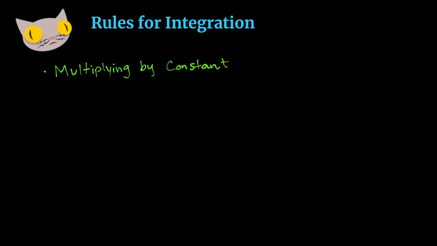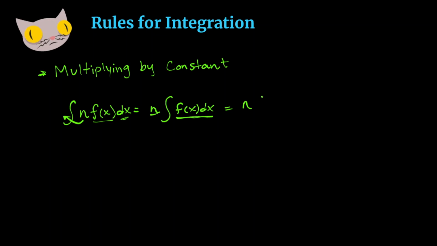The first one being when you multiply by a constant. So here's the general form. We have a constant multiplied by our function to integrate with respect to x. When we have this, we can move the constant outside the integral and just integrate the function as usual. And then you're left with the constant times the integral of the function.